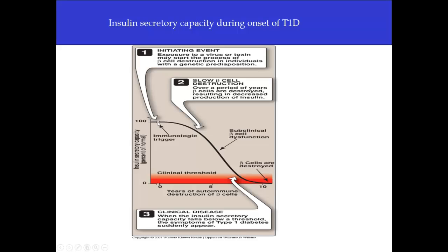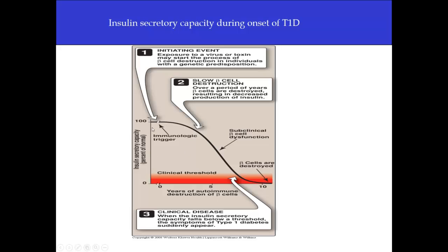So an exposure early in life, during the first few months of life, and this is the theory, that there is an initiating event. So there is exposure to a virus or some toxic material which starts the process of beta cell destruction. To have this, you have to have some genetic predisposition. So there is a genetic factor in type 1 diabetes, and we will talk about this in more detail. So what's happening here? There is a slow beta cell destruction. Over a period of years, the beta cells will be destroyed, resulting in less and less insulin.